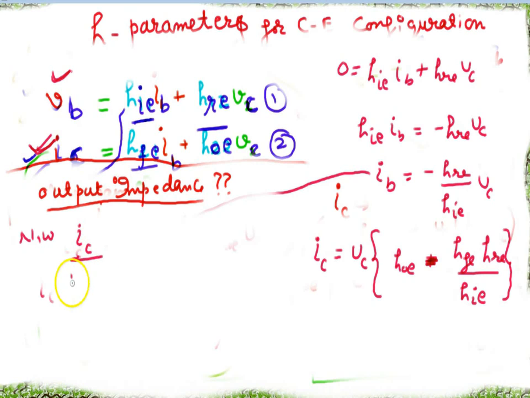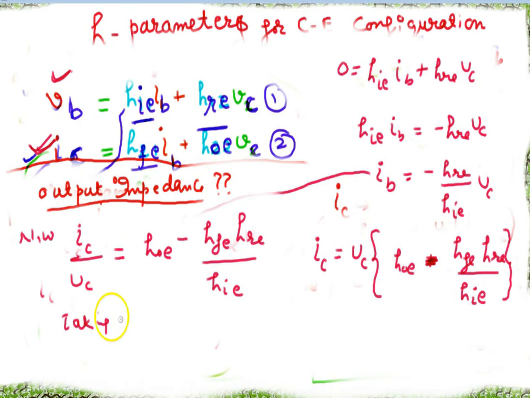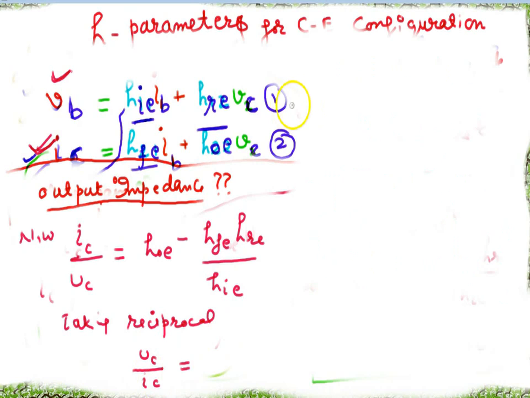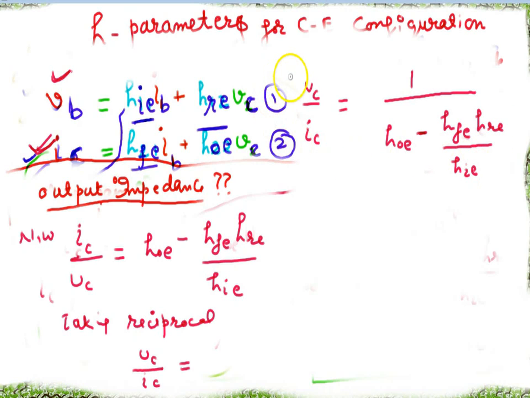IC over VC is admittance. To find the impedance, we take the reciprocal of it. So taking the reciprocal, VC over IC becomes the output impedance. So VC over IC is equal to 1 upon this whole parameter, HOE minus HFE HRE upon HIE. So this is the output impedance.